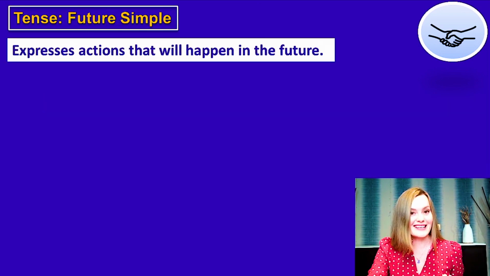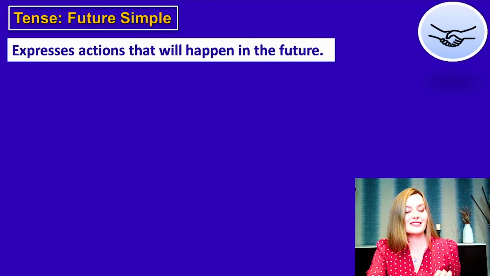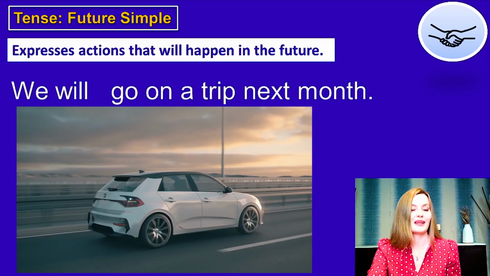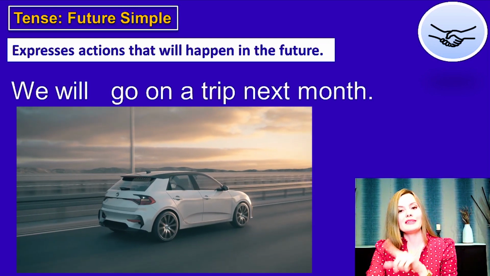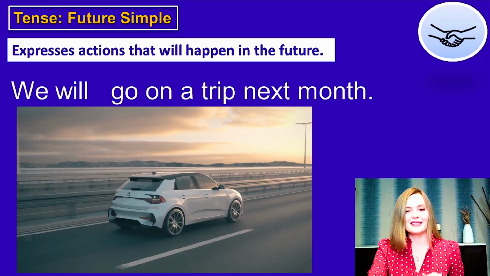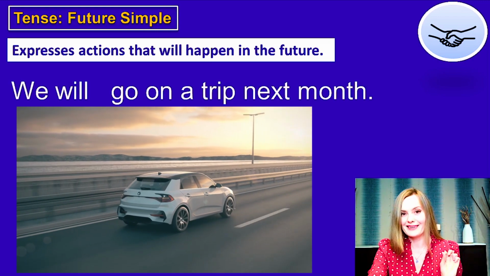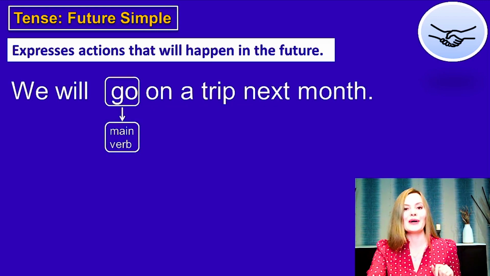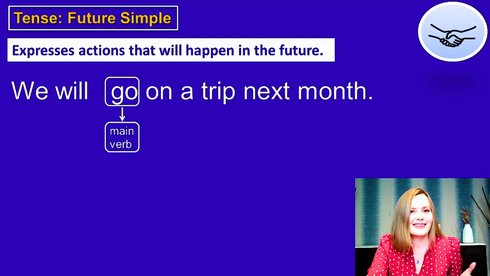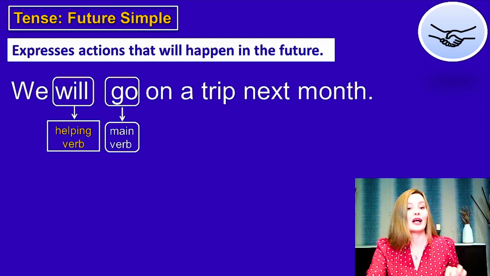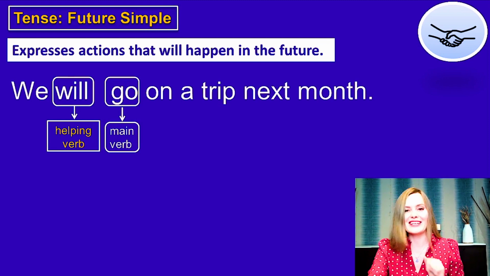Future simple tense expresses actions that will happen in the future. For example, we will go on a trip next month. I'm sure that now you can find the main verb. Yes, go. And what is the helping verb? You're right, will. Will is the helping verb that helps us to build the future simple tense. Great job.